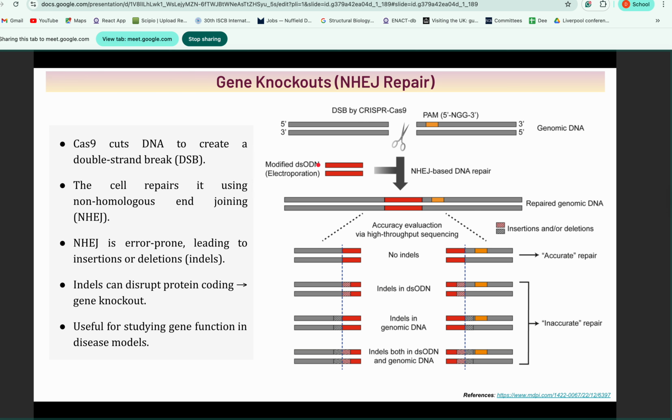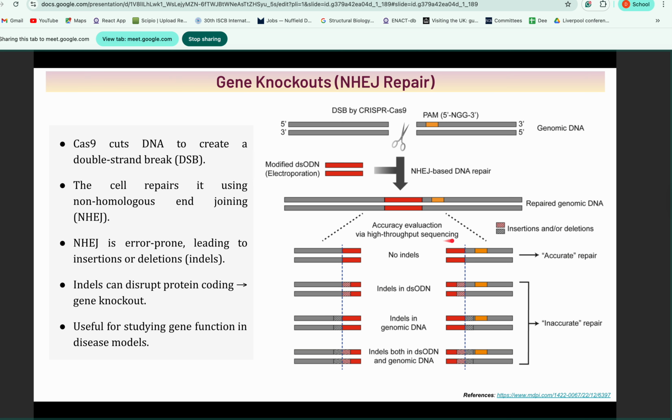So this is the modified double-stranded ODN. With the help of electroporation, we can enter this external genetic element into the cell. Now this is the repaired genomic DNA. As we mentioned, in non-homologous end joining, it can either lead to deletion of some elements or random insertions. So in this case, there is an insertion which has taken place.